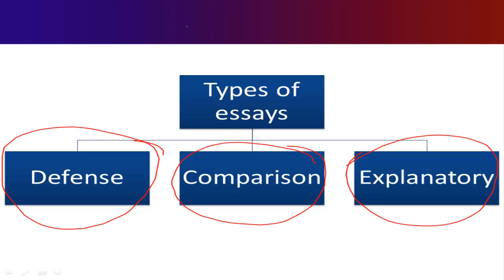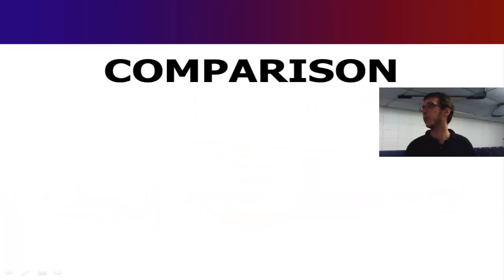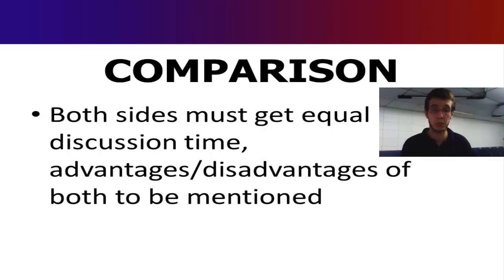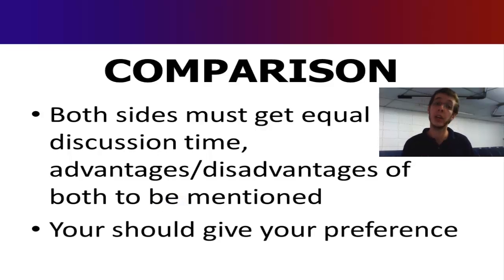You have to use logical arguments, and you have to start agreeing with this argument and finish with the same idea. Another type of essay that we will see is the comparison essay. As the title suggests, you have to compare 2 points, but both points need to get equal discussion time. You can't write 2 paragraphs agreeing with one of the points and a tiny third paragraph disagreeing. It's important that you discuss both points equally. It's also important that advantages and disadvantages be mentioned. And again, in the end, you should give your preference.